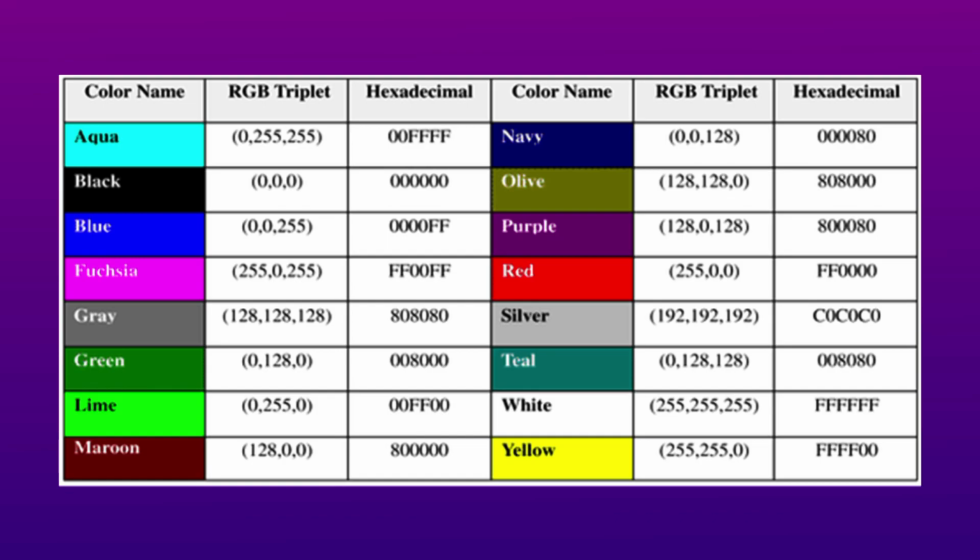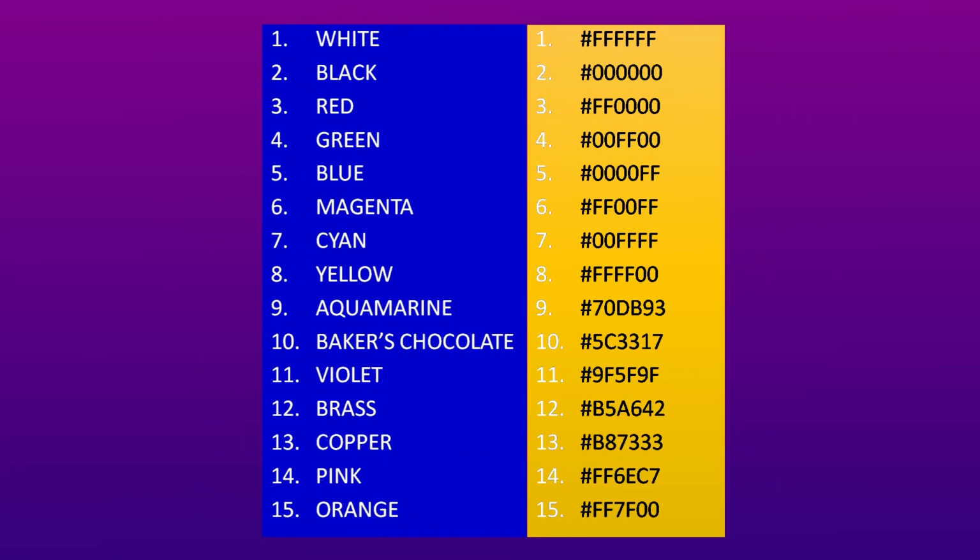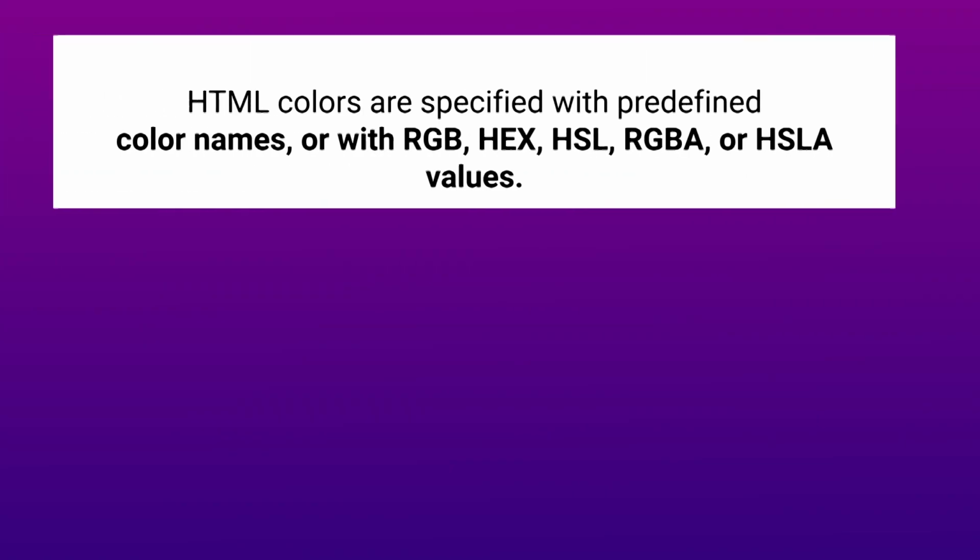These colors are put in color codes in HTML format. That is, 1 is white, 2 black, 3 red, 4 green, blue, 6 is magenta, cyan, yellow, and this goes up to the 15th, the color orange. Then subsequently the color codes are also given on the right hand side. This is simplified in HTML.